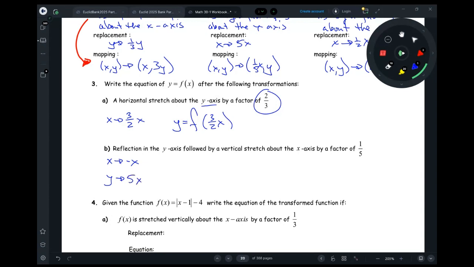The only time that I'm going to flip that back is when I move, after I've done the replacement, when I move that over to isolate the y here. So I'm starting with y equals f of x. My first replacement is going to make this f of negative x. My second replacement is going to make this 5y is equal to f of negative x. And then what I would typically do is bring that 5 over, so I get 1/5 f of negative x.